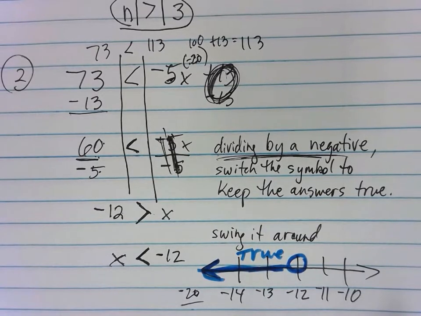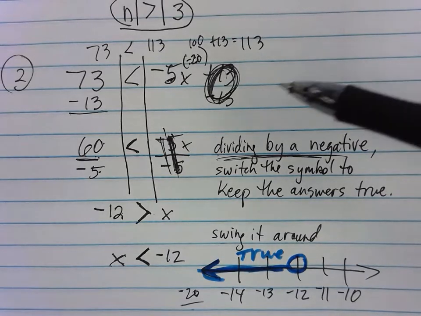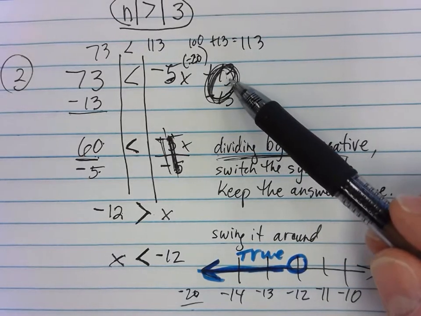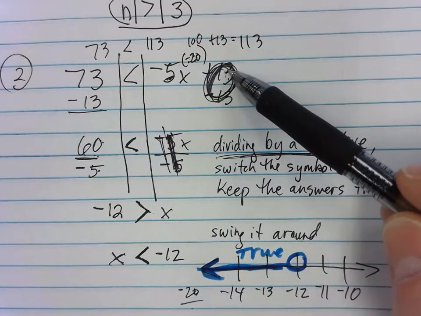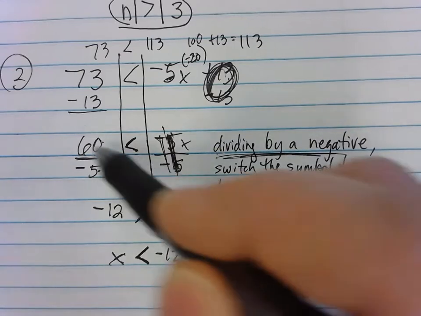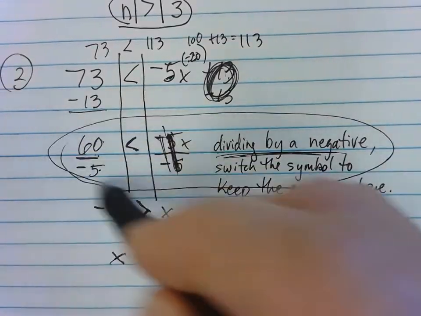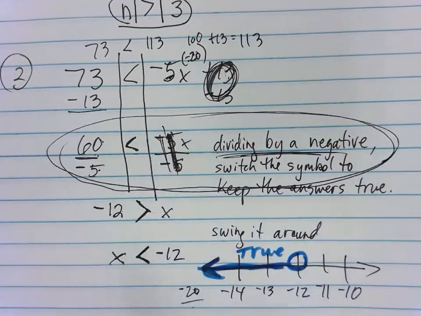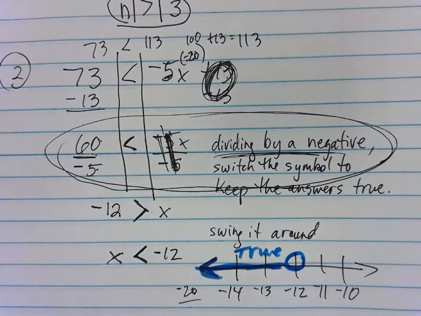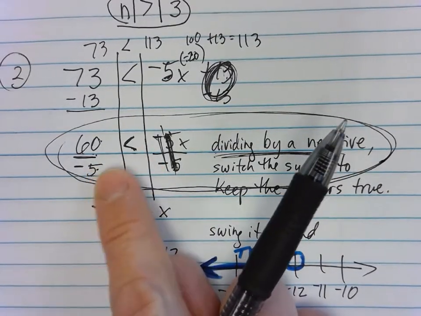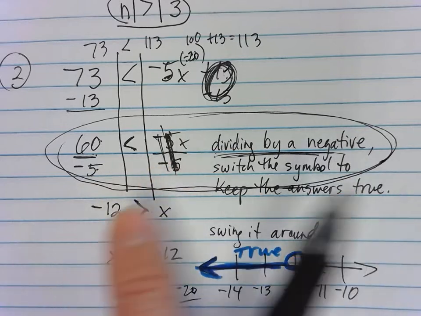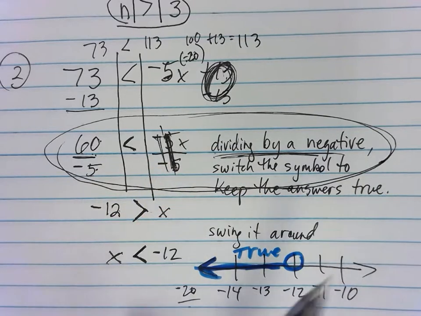Real quick, I'm just going to go back through a couple of these gold nuggets, and then we'll do another one. Of course, I started out canceling out the constant. I subtracted 13 from both sides. And then, right here, important stuff: I divided by a negative. When you multiply or divide by a negative, you've got to switch the symbol to keep the answers true. We had a less than, but when I divided by that negative, I had to switch it around to make it greater than.